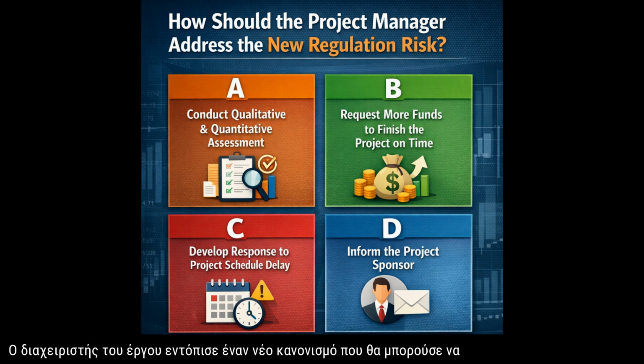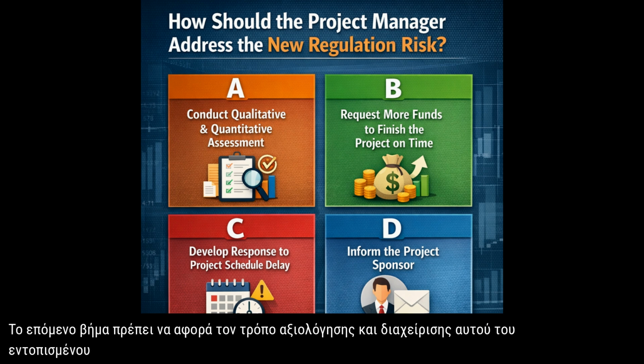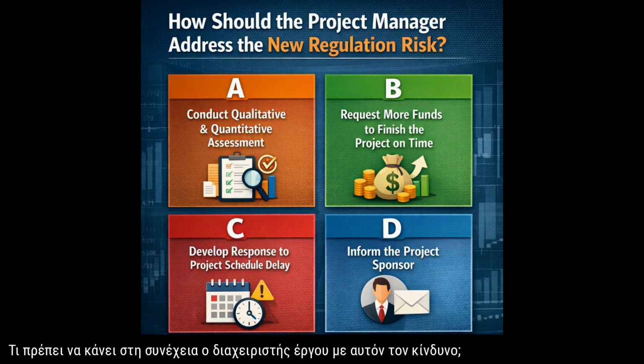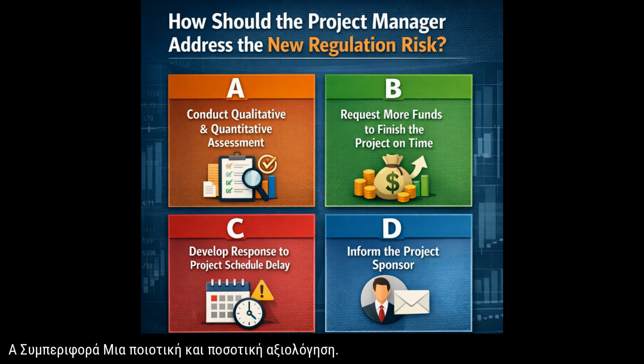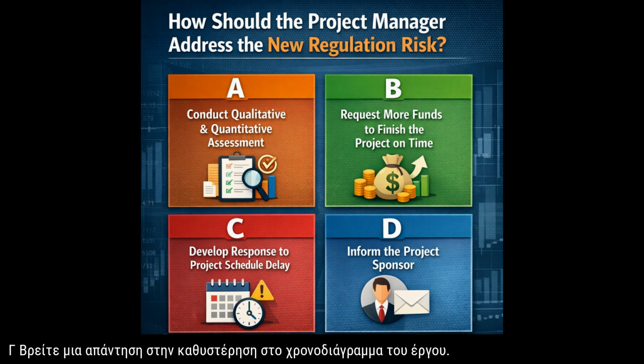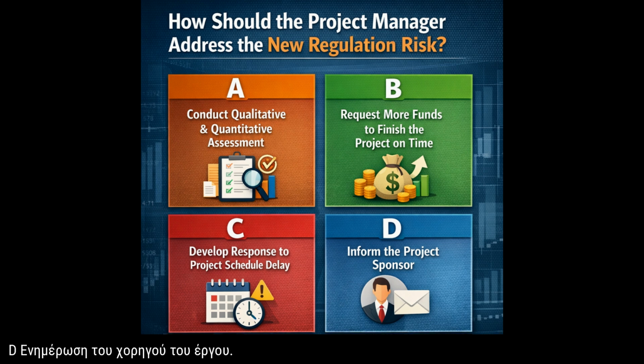The project manager has identified a new regulation that could potentially cause significant delays to the project. As a result, the project manager has documented this risk in the risk register. The next step must address how to evaluate and manage this identified risk. What should the project manager do next with this risk? A, conduct a qualitative and quantitative assessment. B, request more funds to finish the project on time. C, come up with a response to the delay in the project schedule. D, inform the project sponsor.